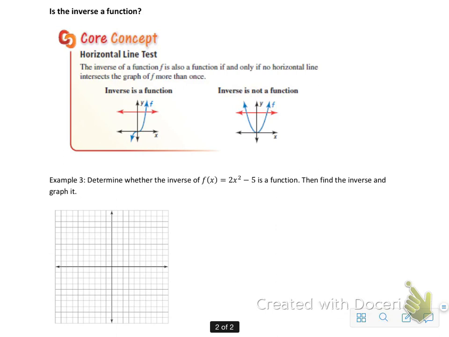So if it is a function, then the horizontal line test works. It can only touch one time. If it's not a function, it touches more than once. Okay, just like in this parabola. You can see that that line goes across our function twice. If it happens more than once, then this is not a function. That's bad. Well, it's not bad. It's just a fact. So let's see if this is going to be a function.